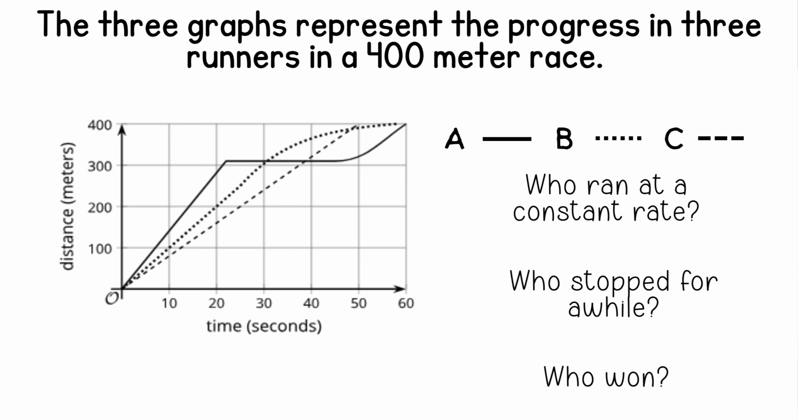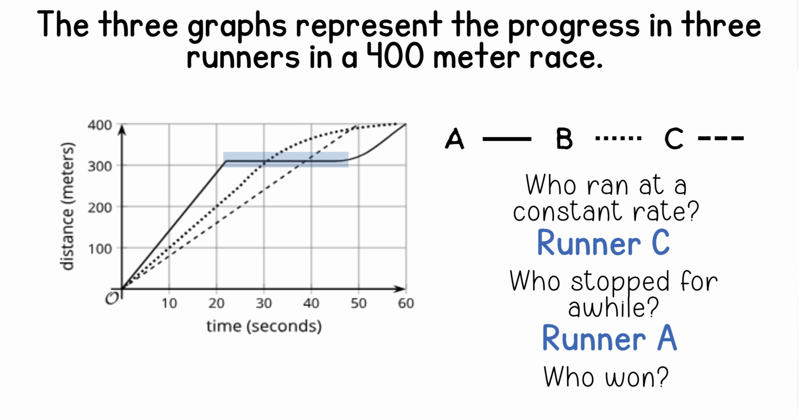So let's start with who ran at a constant rate. A constant rate will show one straight line that doesn't change or switch directions. We can see that this dashed line doesn't change directions and it's constant the whole time. So this would be runner C. Now let's look to see who stopped for a while. If a runner stopped, it would show a horizontal line that doesn't increase or decrease. And we can see this straight line here on our solid line. So this would be runner A.